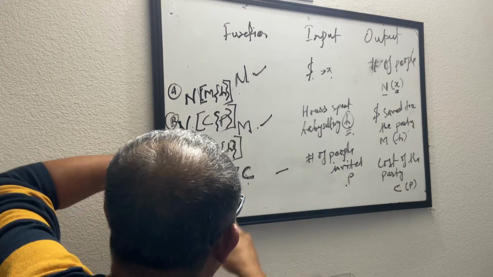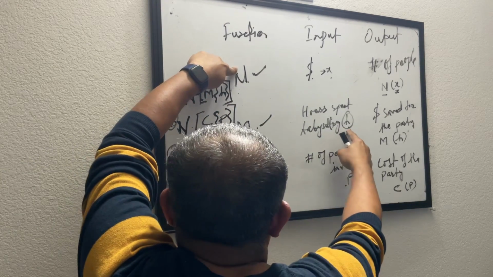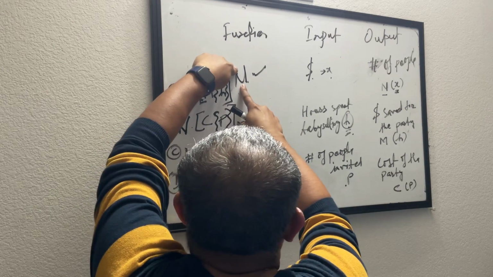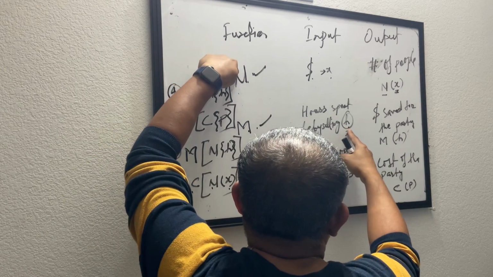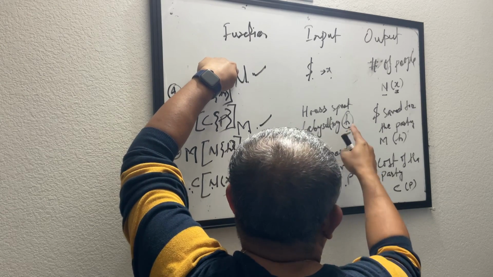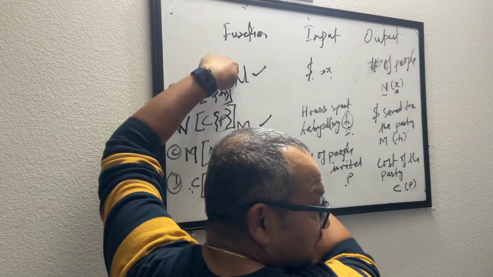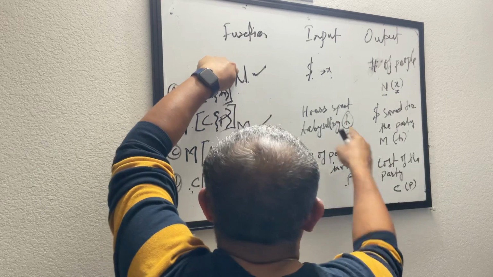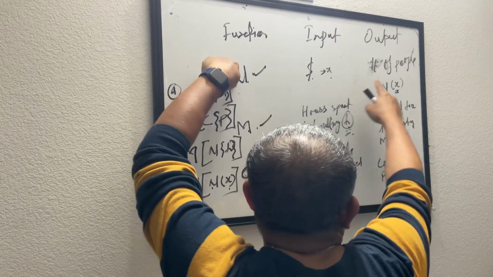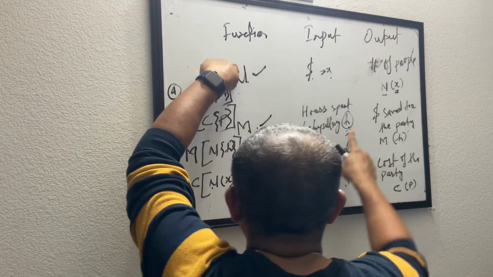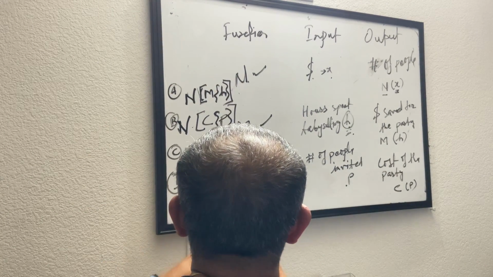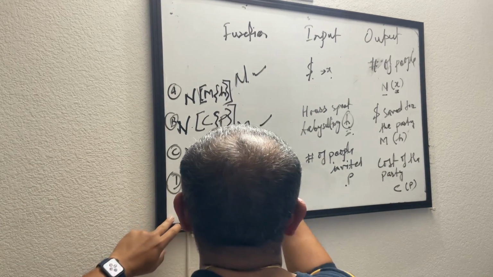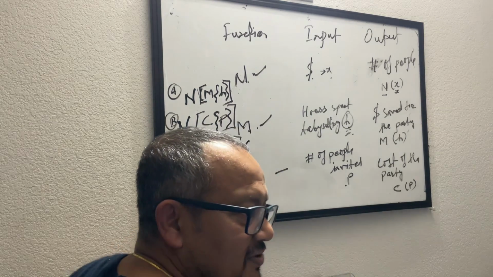If you look at this one, n of h, there is no function. Number of people based on hours, you cannot derive. Based on hours, you can derive how much money you are saving. So n of h, number of people invited for the party based on hours, is not a direct function. So you would certainly knock out this one.